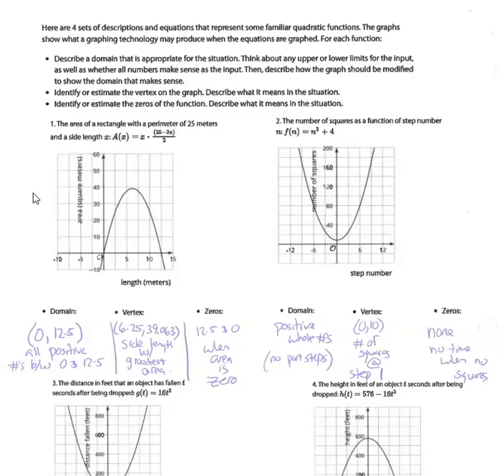Now the zeros in this case are at 0 and 12.5, and that could be written as (0, 0) and (12.5, 0). And what is this telling us? It's telling us when the area would be a complete 0.